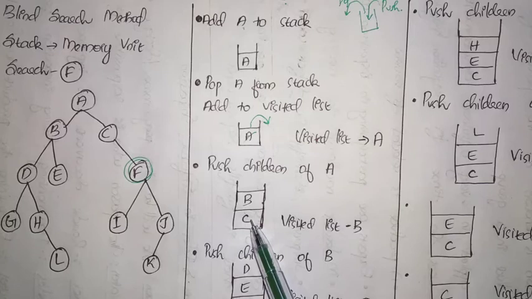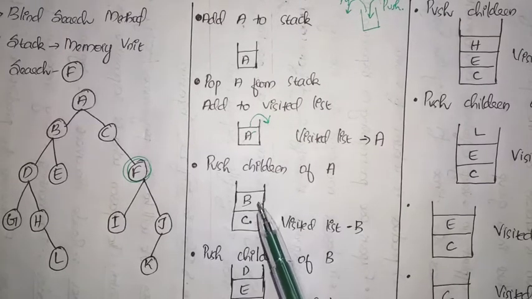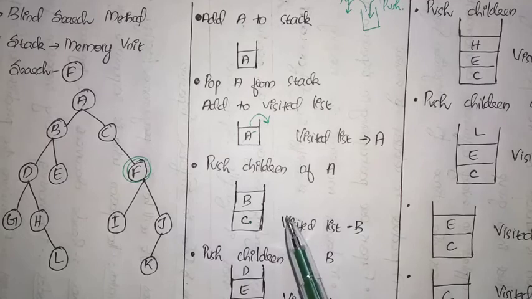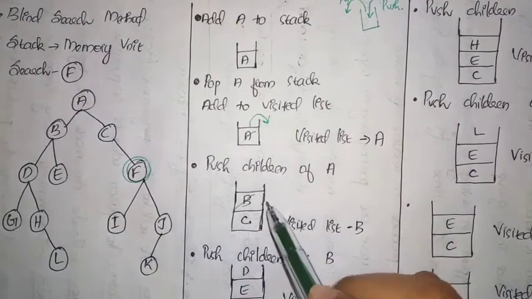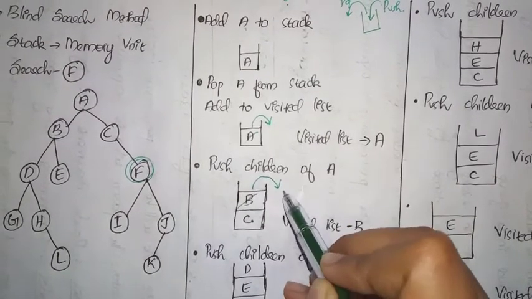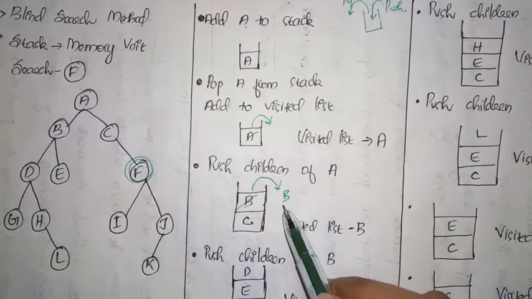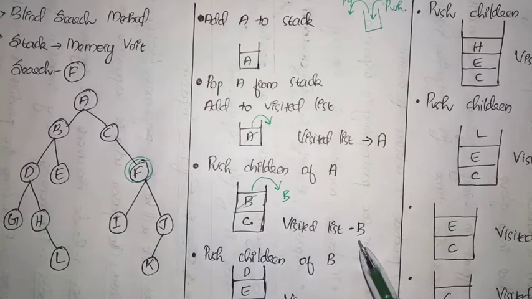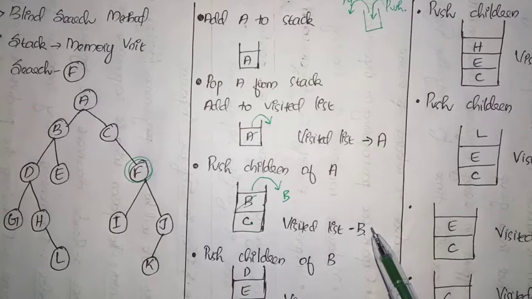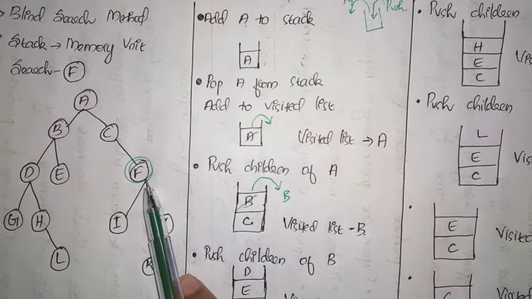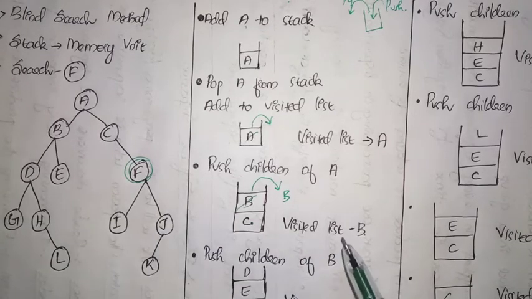Now after a push, we have to perform a pop. The topmost element from this stack is popped, that is B is popped out of the stack, and then it is added into our visited list. Then we check whether B is the node that we have to find out. No, because the node that we have to find out is F. Then we have to proceed with these steps repeatedly.